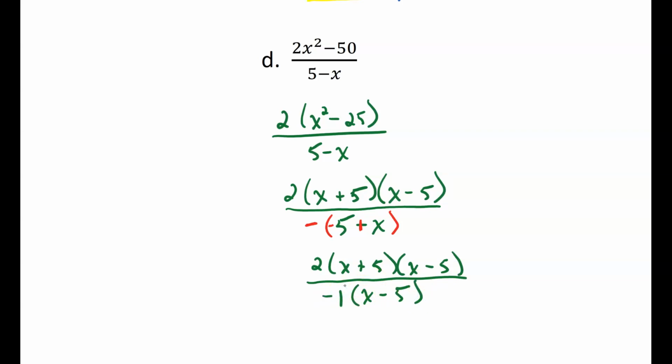Wait, how could you just change that? Oh, it's the same value, you're just moving it? Yes, I just factored a -1 out. That's all I did. So now my x minus 5s do match, which means I can simplify.